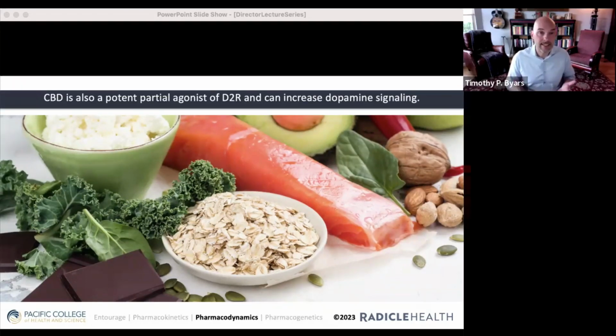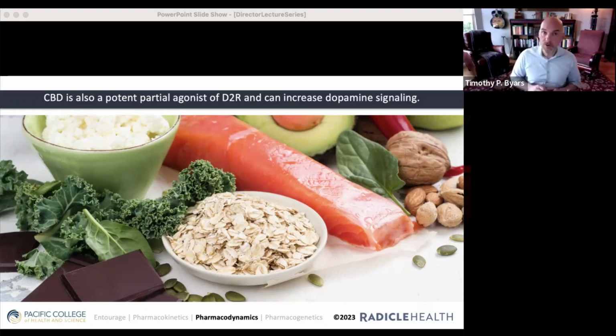And antipsychotics are often prescribed for these diseases because they're potent partial agonists at D2R, and they increase dopamine signaling. Right? That's what Parkinson's is. It's a lack of dopamine signaling. So CBD is also a potent partial agonist at D2R.